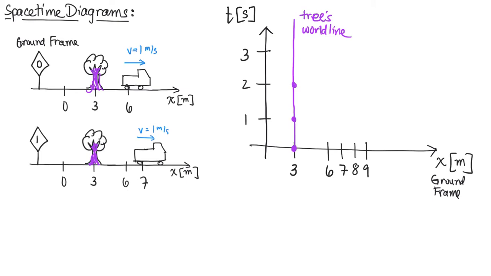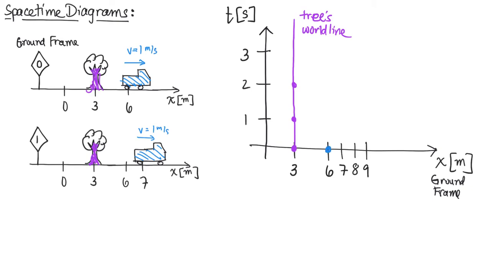Now, the tree's trajectory is rather boring. It's just a vertical line because it's not moving. It has a constant position for all time. The truck has a world line that's a little more exciting, right? So what color can we give the truck? How about, why don't we make it blue? Okay, so we have this blue truck, and it starts with a position of 6 meters at time 0.